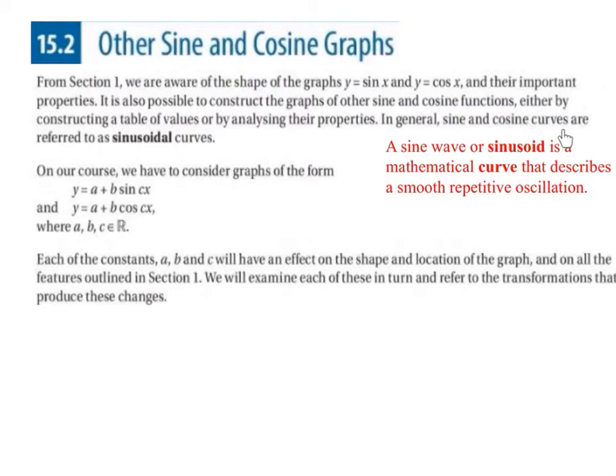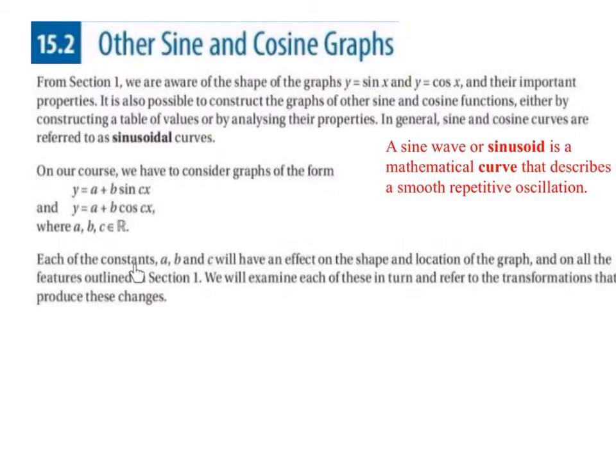In general, sine and cosine curves are referred to as sinusoidal curves. A sine wave, or a sinusoid, is a mathematical curve that describes a smooth, repetitive oscillation. On our course, we have to consider graphs of the form y equals a plus b sine of cx and y equals a plus b cos of cx, where a, b, and c are elements of the real number set.